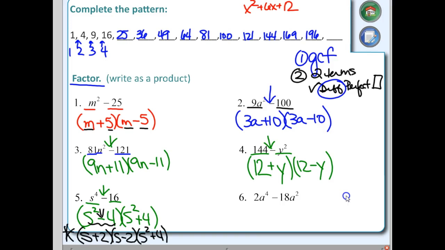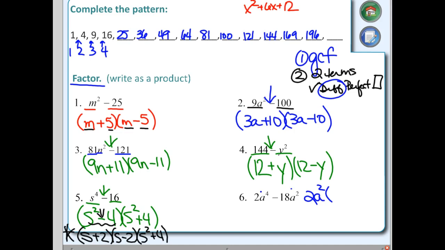Okay, let's look at number 6. If I'm looking at number 6, I have 2 terms, but remember, don't forget rule number 1. When I look at number 6, do you realize right away that we have a GCF? Remember, GCFs can be numbers, and if I look between 2 and 18, well, I'm going to have to factor out a 2. But remember, GCFs can also be letters. So if I have a to the 4th and a squared, we're going to factor out an a squared. Remember, we take the lower exponent.